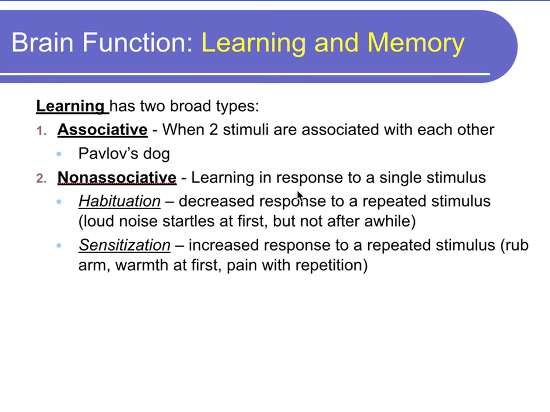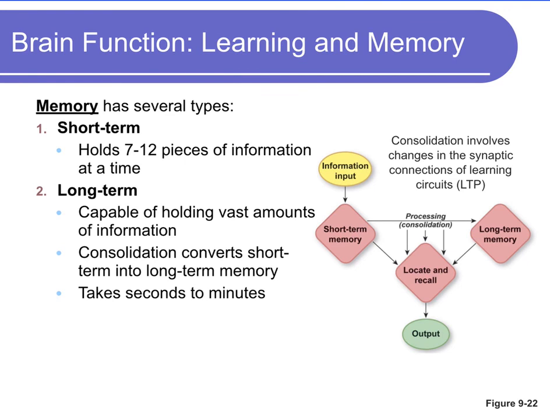Non-associative learning is learning in response to a single stimulus. And two examples are habituation and sensitization. Habituation is a decreased response to a repeated stimulus. So if there's a loud noise, at first it'll startle you and you'll really notice it. But if that noise continues on and on, after a while, you don't even hear it. And then sensitization. This is an increased response to a repeated stimulus. So if you rub your arm, at first it just feels a little warm, but if it's repeated over and over, it starts to then feel painful. Now, we want to not just learn, but we want to remember.